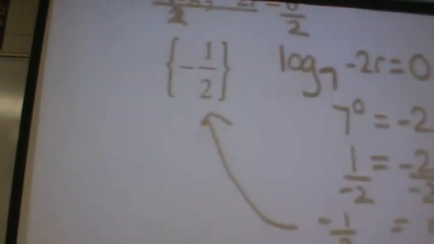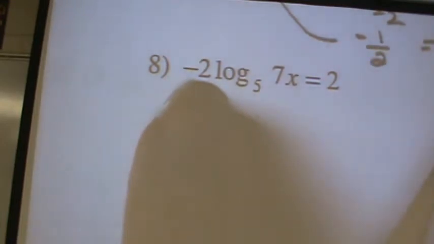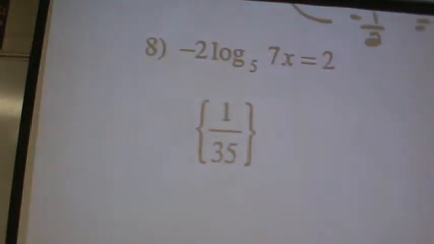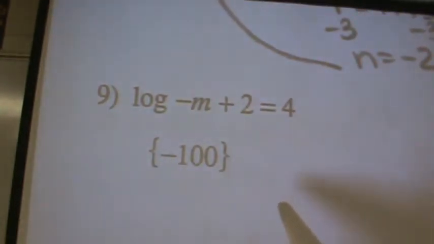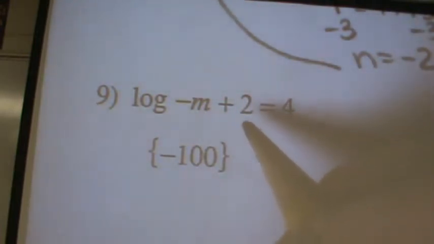How do you think you're going to solve number 8? Divide both sides by negative 2. Good. How about number 9? You're going to minus 2.